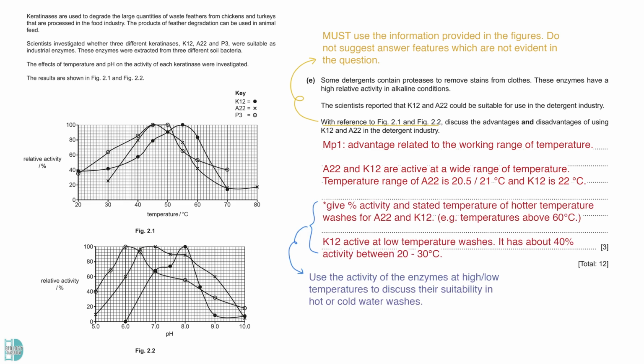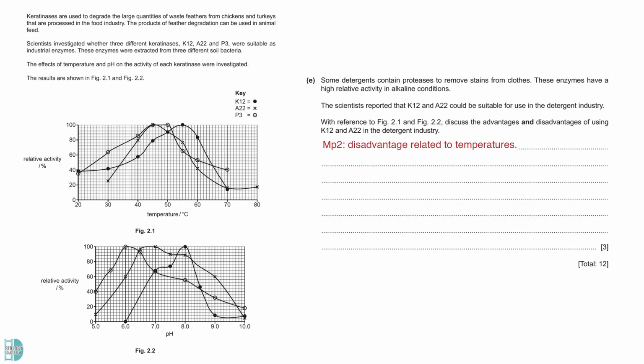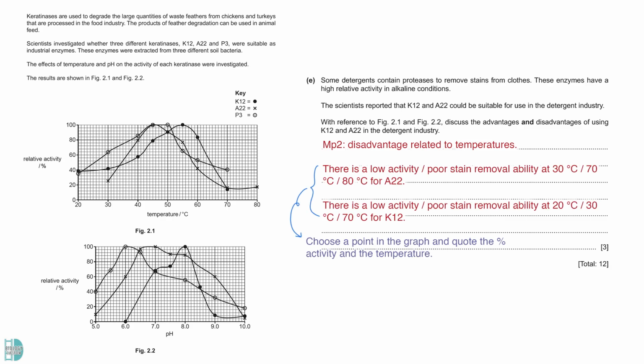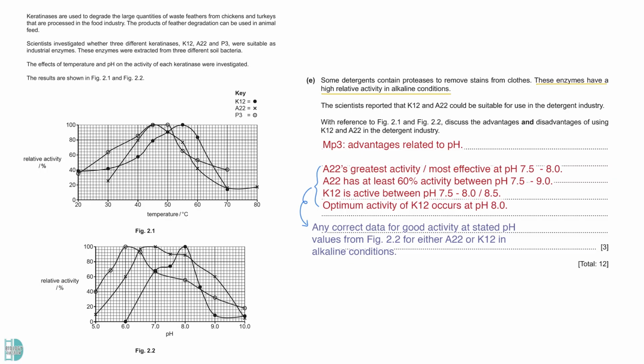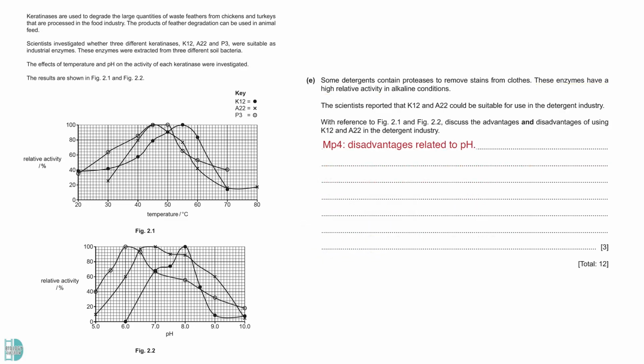You can also use the activity of the enzymes at high or low temperatures to discuss their suitability in hot or cold water washers. The second mark is for the disadvantage related to temperatures. State the temperature and activity where these enzymes have low activity to get this point. The third point is for the advantage obtained from the pH graph. The question says that protease in washing detergent should have high relative activity in alkaline conditions. So, you can use the information in the pH graph to discuss how both enzymes are active at an alkaline pH range.